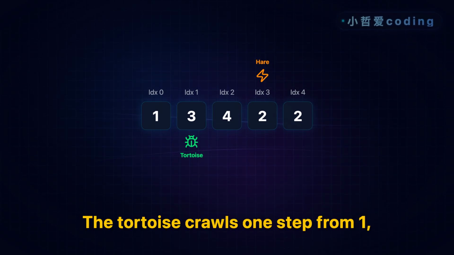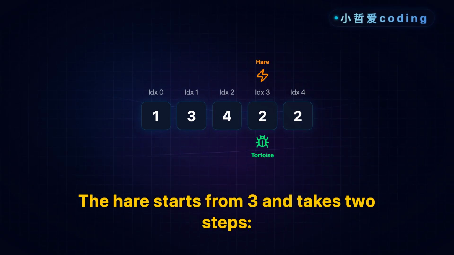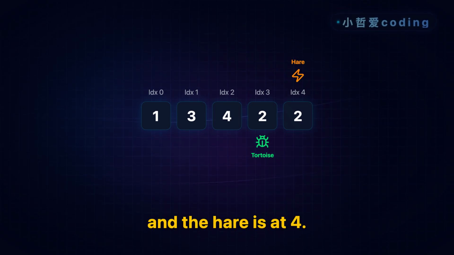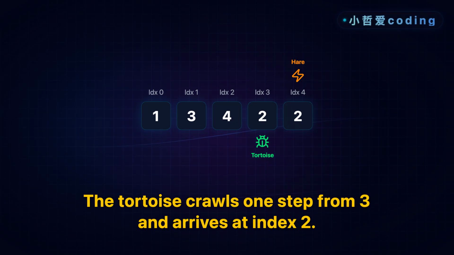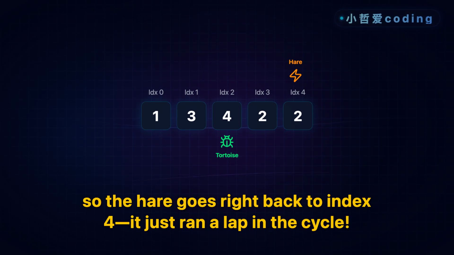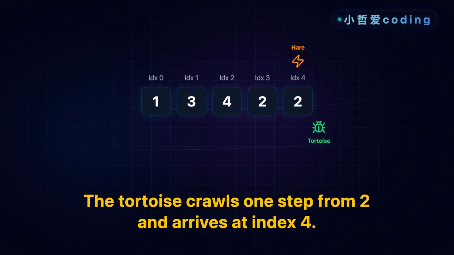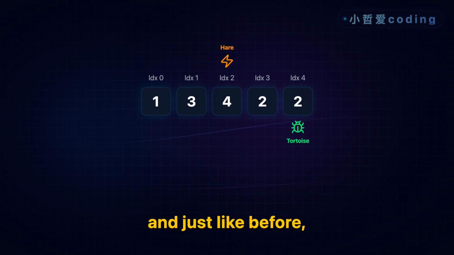Round 2. The tortoise crawls 1 step from 1, and based on the value 3 inside, arrives at index 3. The hare starts from 3 and takes 2 steps. Index 3 holds a 2, and index 2 holds a 4, so the hare stops at index 4. Now the tortoise is at 3, and the hare is at 4. Round 3. The tortoise crawls 1 step from 3 and arrives at index 2. The hare takes 2 steps from 4. Index 4 holds a 2, and index 2 holds a 4, so the hare goes right back to index 4. It just ran a lap in the cycle. Now the tortoise is at 2, and the hare is at 4.